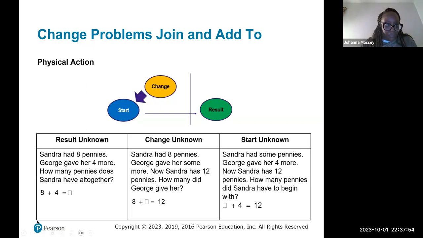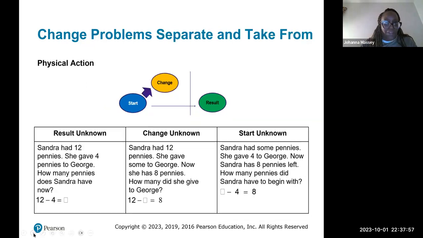And then my physical action here is not happening. Okay, here we go. So here is another physical action problem, but now we're talking about separation and take from. Sounds like some subtraction stuff. So we start with something and then we're giving something away or separating from it, and then we have a result.